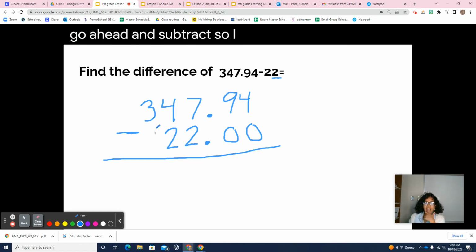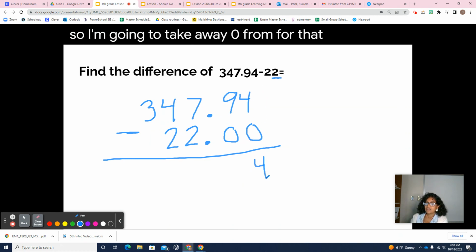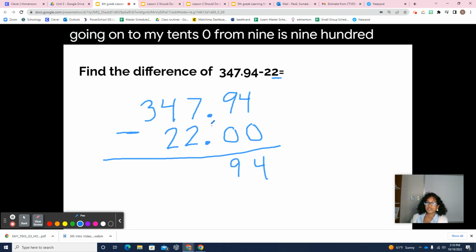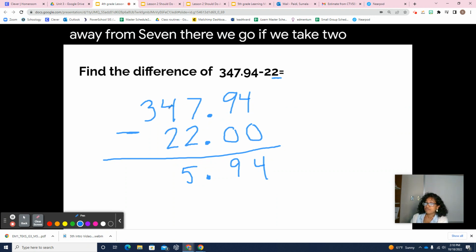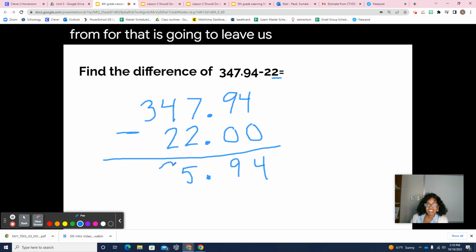So I'm going to use the standard algorithm again. I'm going to start with my lowest place value, which in this case is hundredths. So I'm going to take away 0 from 4. That is 4. I'm going on to my tenths. 0 from 9 is 9. I'm going to bring down my decimal point. Now let's go to our ones. I'm sorry, 2. If we take 2 away from 7, there we go. That is going to leave us with 5. If we take 2 away from 4, that is going to leave us with 2.